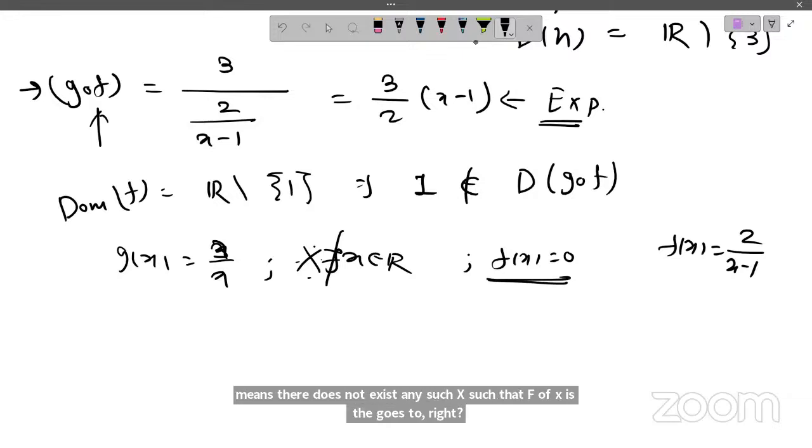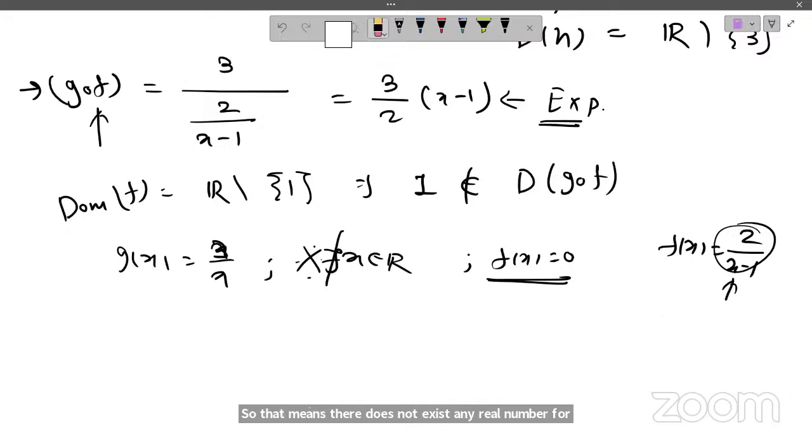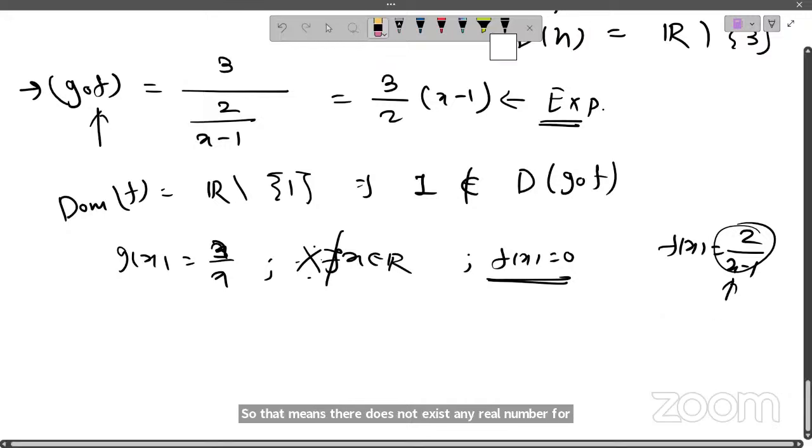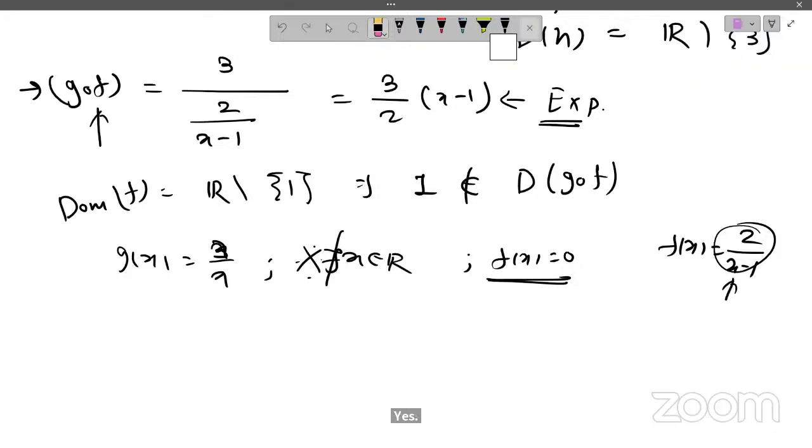Because the only possibility to make this expression 0 is to take x tending to infinity. Otherwise it won't be 0. So that means there does not exist any real number for which this expression is 0. Yes, ma'am. So ultimately the answer is R minus 1. That's it, R minus 1.